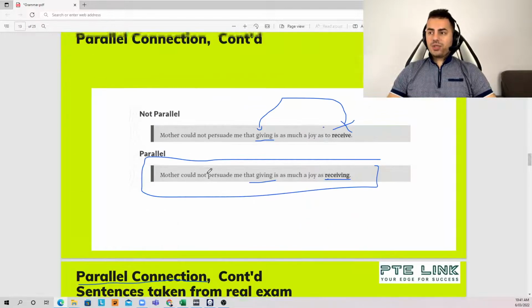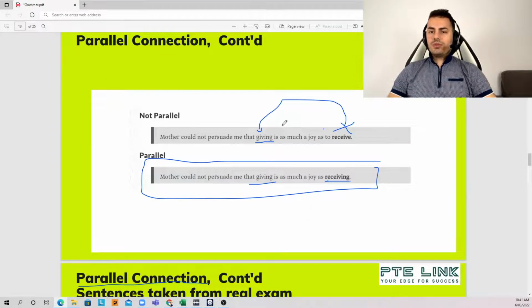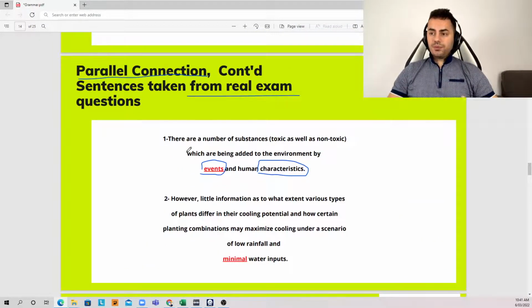So the parallel connection shouldn't only be in terms of the verbs or the adjectives or the phrases, but even the form of the noun. So events and human characteristics. As long as you know that "human characteristics" is a plural one, you're going to check the options and try to find out which plural form fits here.